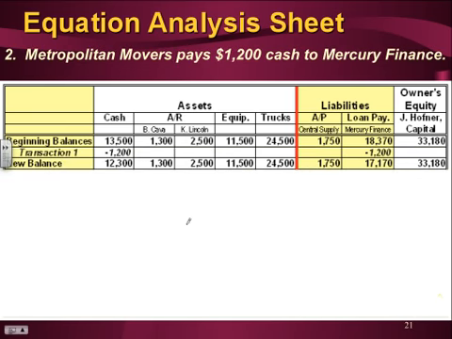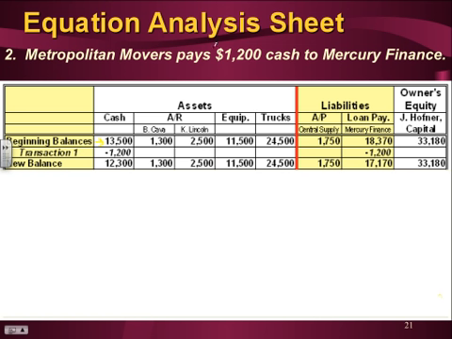Okay, so we are going to do transaction by transaction here. And businesses are all about transactions. In this case, Metropolitan Mover pays $1,200 cash to Mercury Finance. And Mercury Finance is a company in which we had a loan. So in this particular case, remember here in this row, we set up our beginning balances, and here is the first transaction. So this is transaction 1, and we're going to put it here.